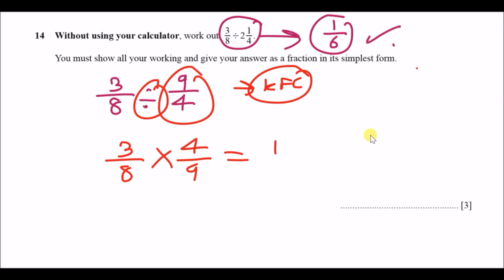So 3 times 4 is 12, and then 8 times 9 is 72. And then put this in your calculator and you get 1/6. And that's it. You've literally done it.